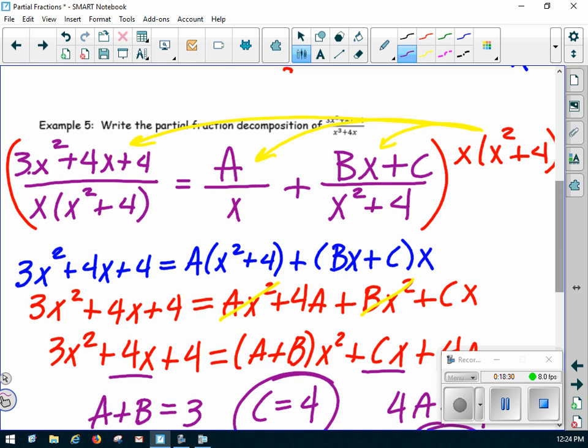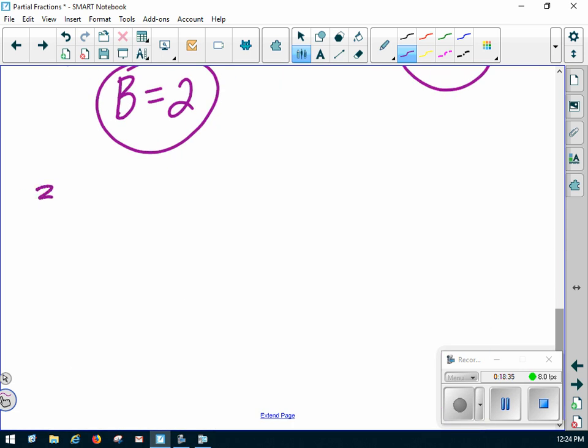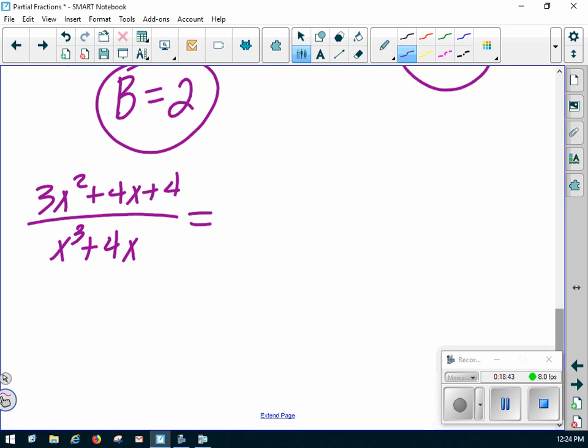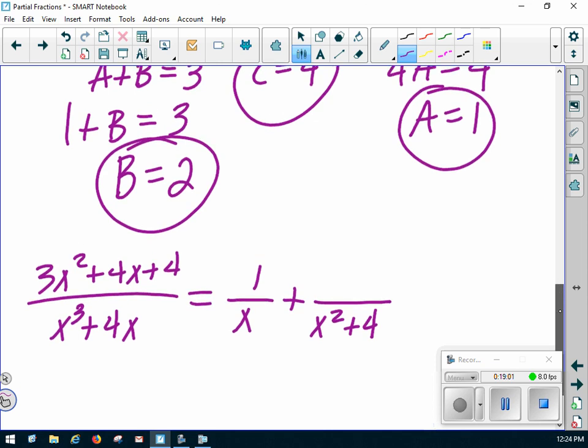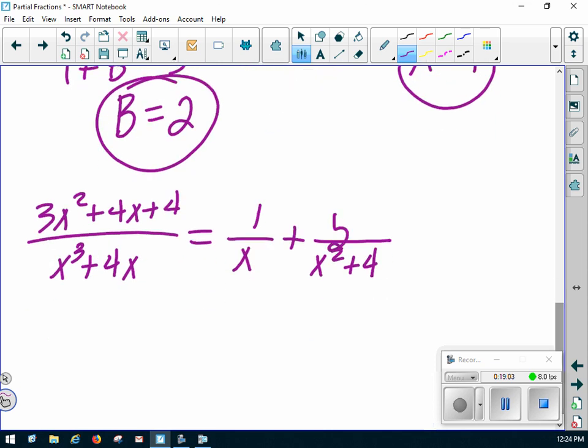Problem was, whatever it says under there, 3x squared plus 4x plus 4 over x cubed plus 4x squared, I hope that's right. Equals, yeah, do it to the original. Equals, what was it, A over x? And A was 1. And this was x squared plus 4. And that was Bx plus C, so 2x plus 4. I don't know what that was.